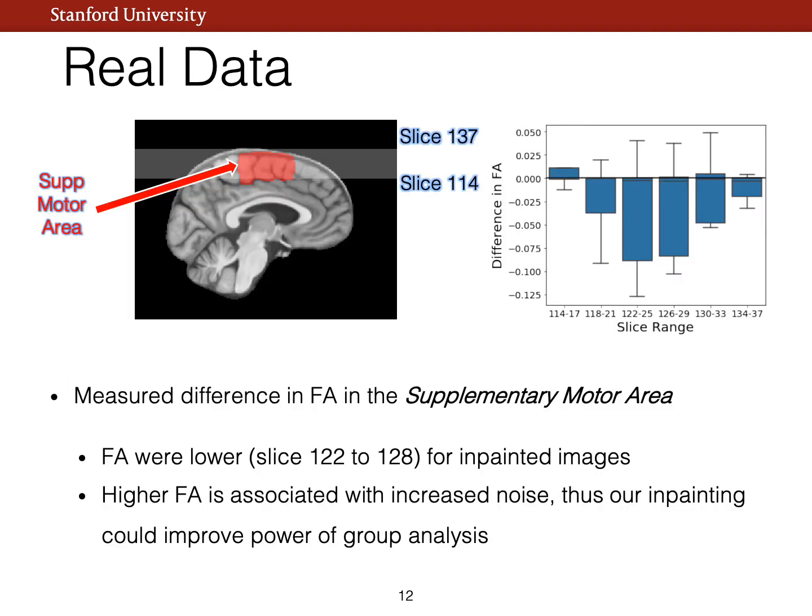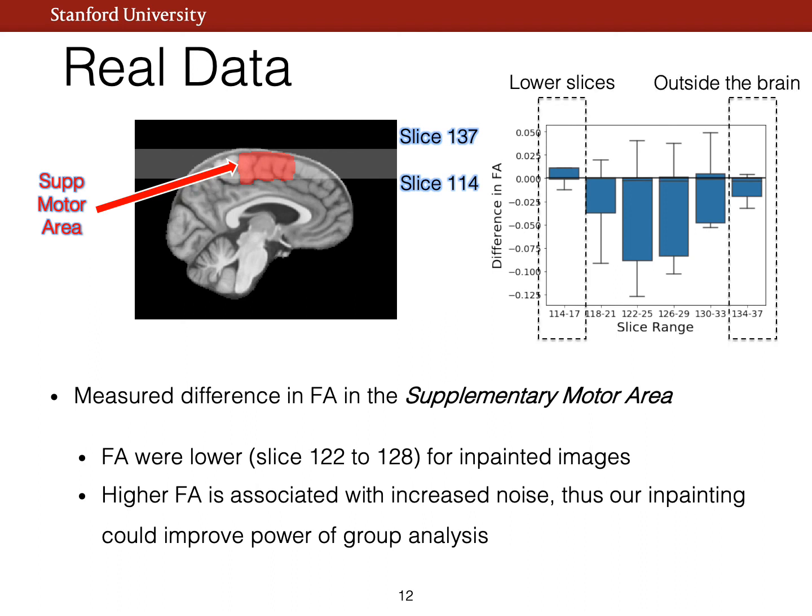We specifically measured FA difference in the supplementary motor area, which is the region closest to the top of the skull. The right figure shows the difference at various axial slices. We can see that while the two registrations resulted in similar FA values in lower axial slices and also outside the brain, the registration based on inpainted images generated lower FA at slices most severely impacted by the cropping. Note that higher FA estimates are generally associated with greater noise or larger artifacts within the data. So this indicates that our results could potentially improve the power of group analysis on the FA measures.